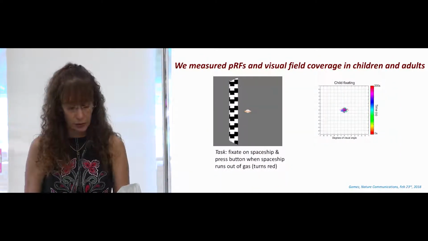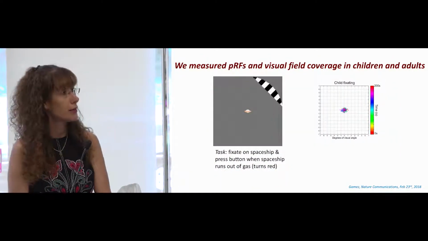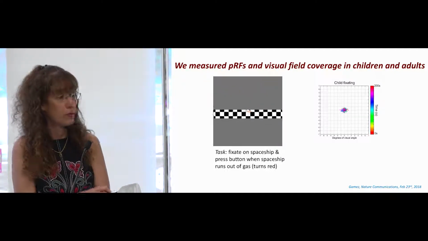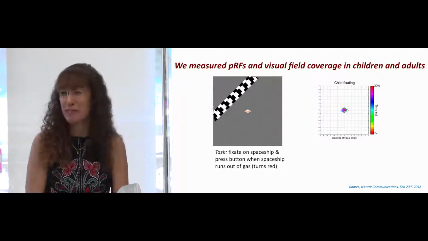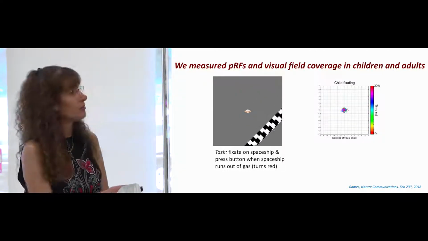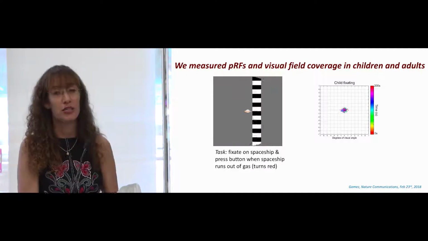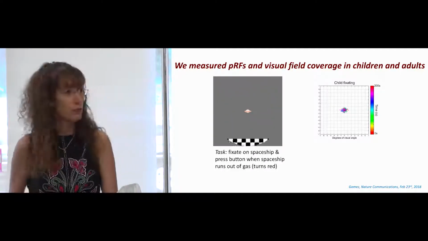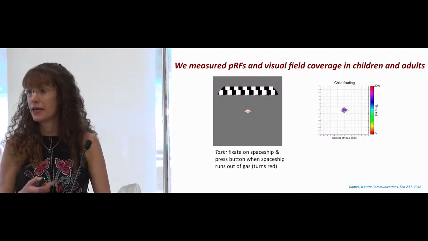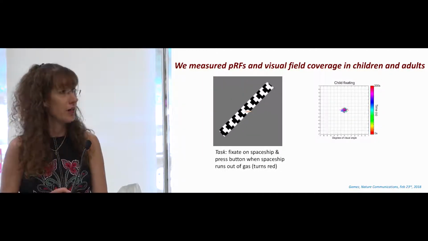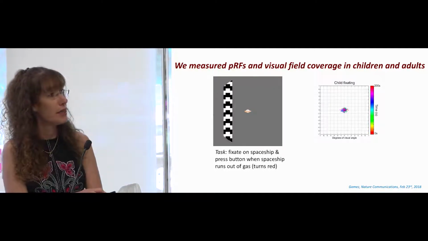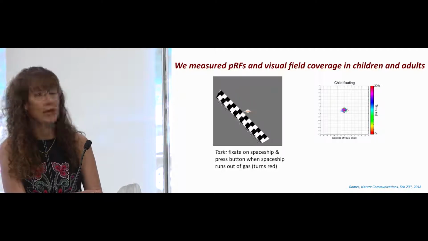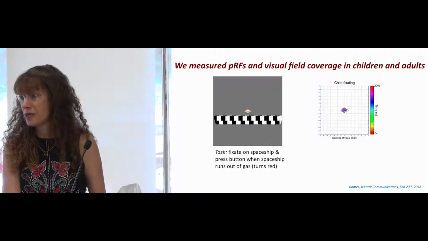So we ran this retinotopic mapping experiment that's been adapted to be kid-friendly. Instead of a boring fixation, we have a spaceship. The spaceship has an alien called Dot that has to go to its planet. And when the spaceship runs out of fuel, it turns red, and you have to press a button. Children like this task. They like to have perfect scores. They're really good at it. Also, during the scanning, we have eye tracking, so we are sure that our children can fixate on the stimulus.